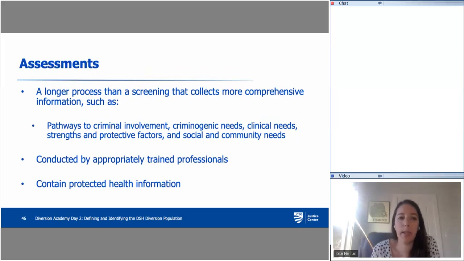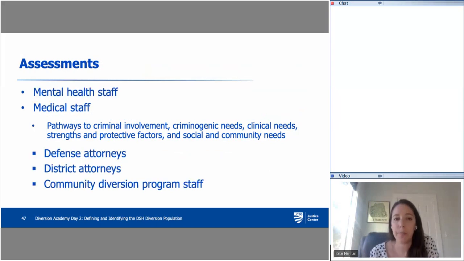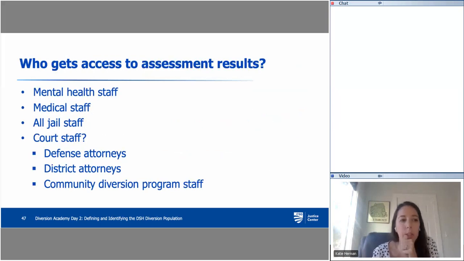And then just quickly, the basics of an assessment. That is a longer process than a screening that collects more comprehensive information, like people's pathways to criminal involvement, criminogenic needs, clinical needs, strengths and protective factors, social and community needs. Those are conducted by appropriately trained professionals. Thinking about your jails and your facilities, who gets access to those assessment results? Because that's so important when you're trying to get people assessed and into diversion.